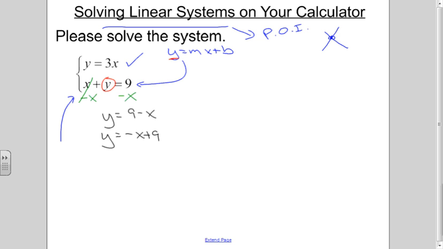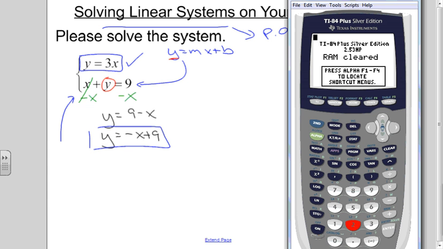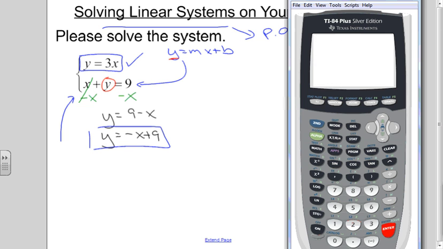So right now I need to graph the first equation and the second equation on my calculator and find the point of intersection. I will go to my calculator, do second plus 7 1 2 to clear the memory. It just erases everything that might have been stored. And then I'm going to hit y equals, type in the first equation, that's 3x, hit my down arrow, type in the next equation that says negative x plus 9, and hit graph.